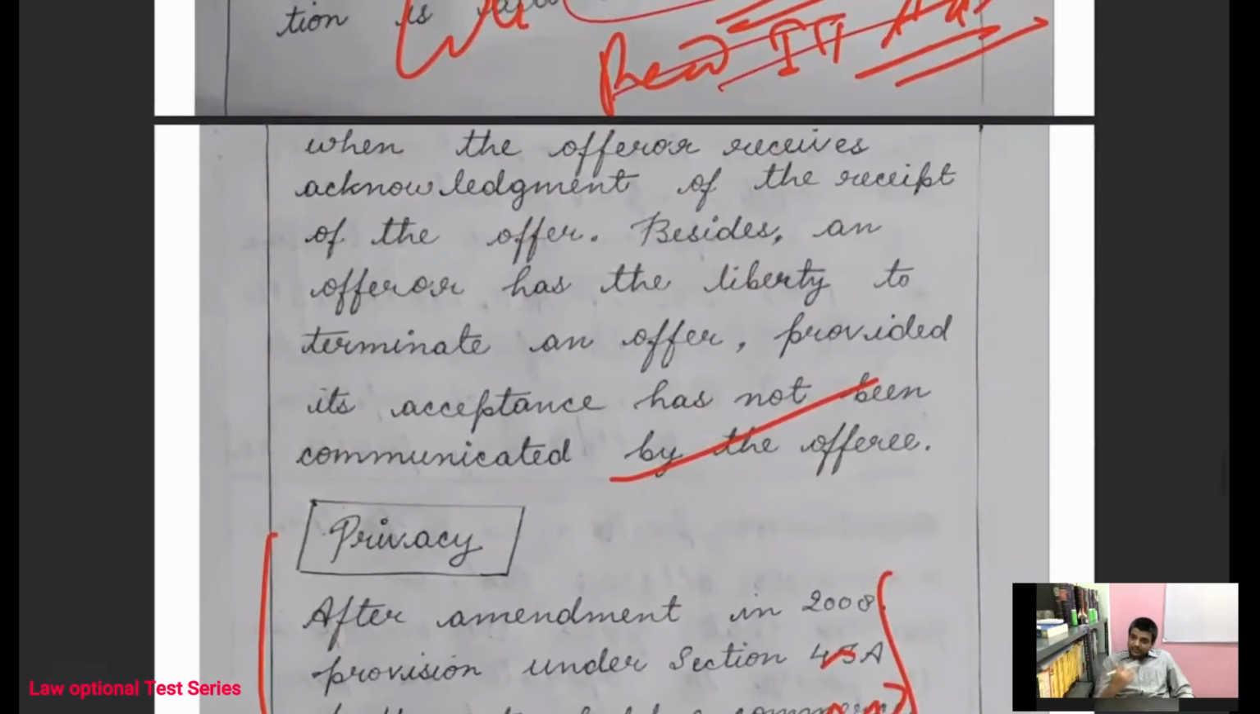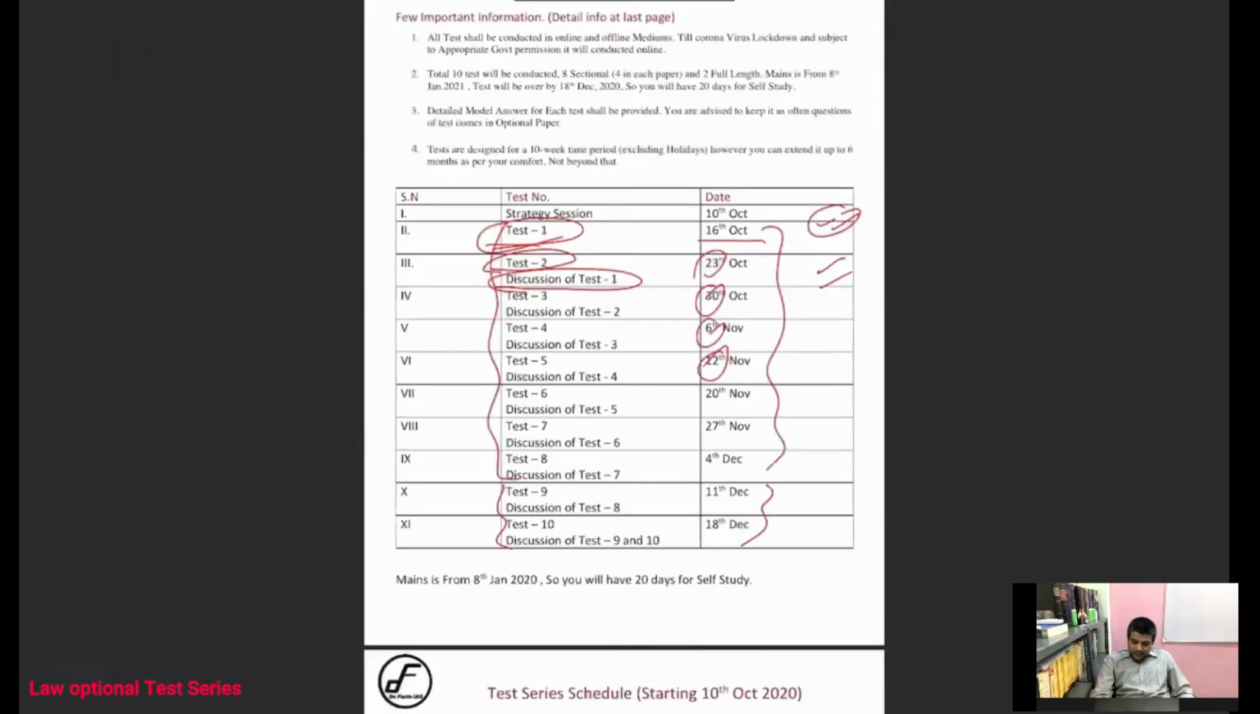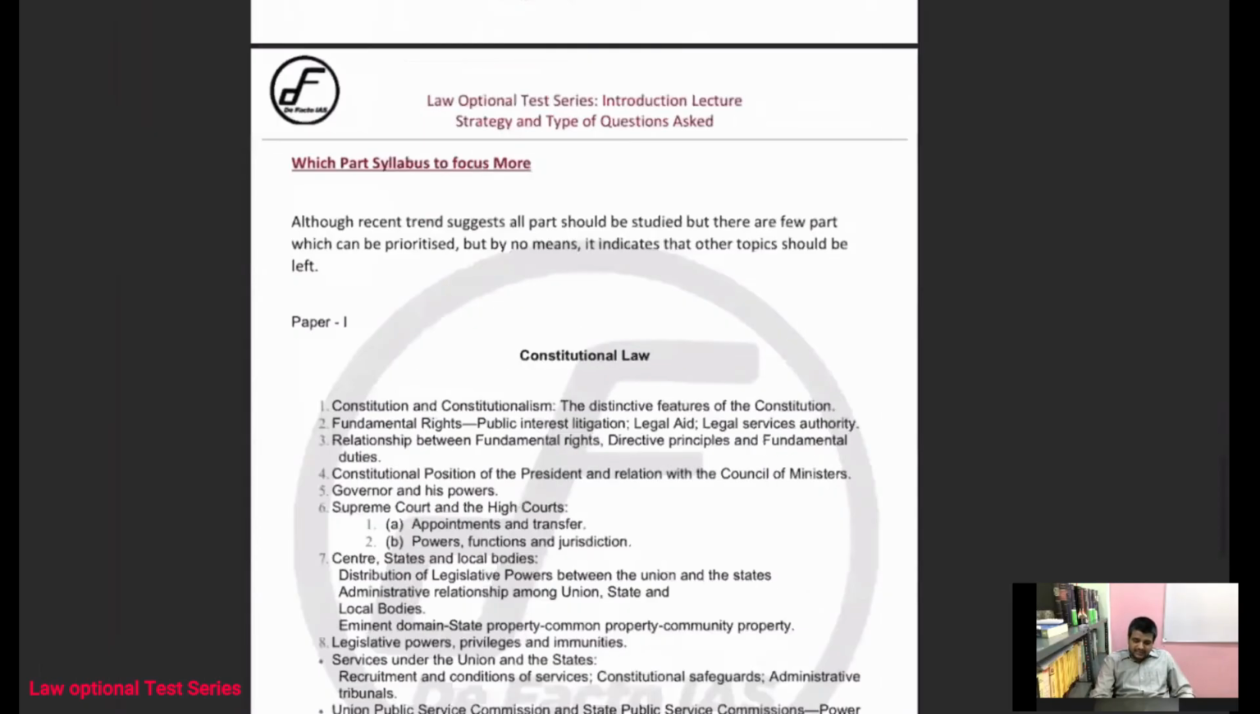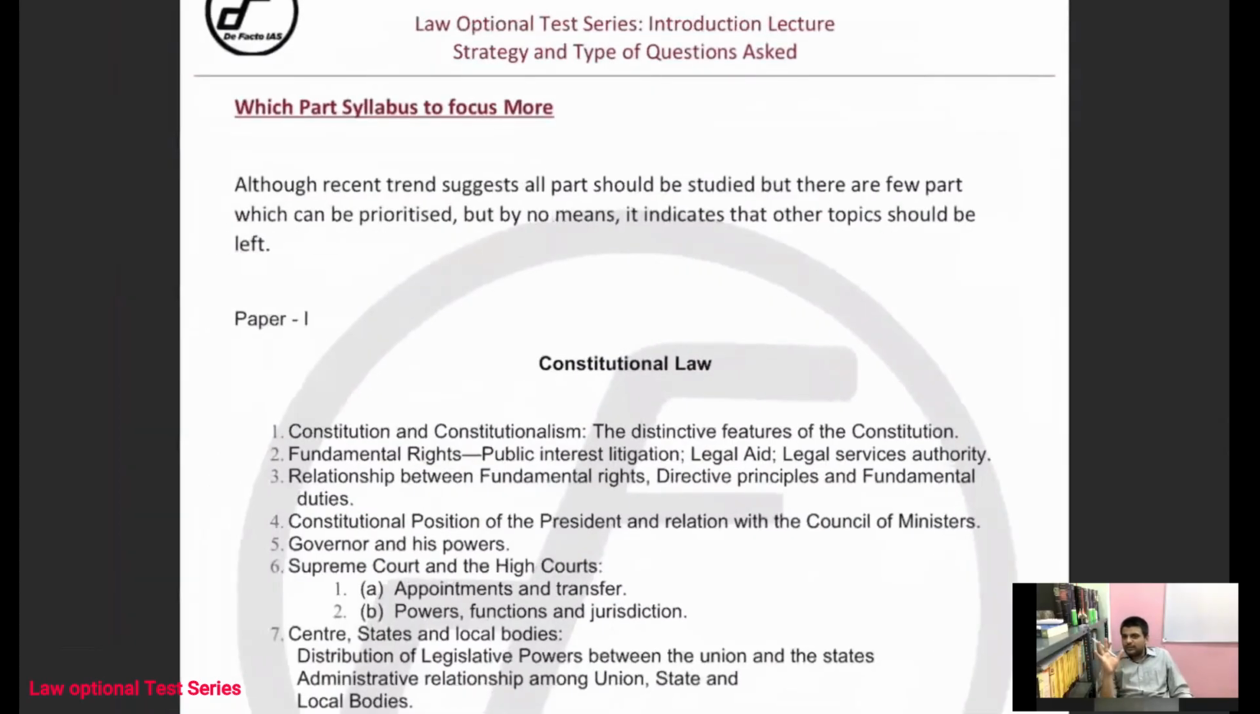The first two copies, I have told you that I will check one to one. Okay, first not two copies, one copy. First copy, right? So that you will be able to understand it more clearly. Now, next thing: everyone understood these three things: structure, content, and presentation? Done.